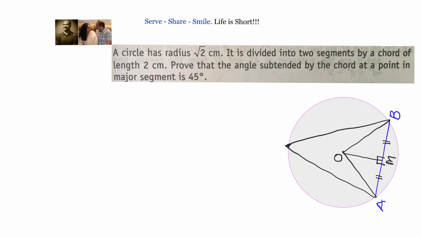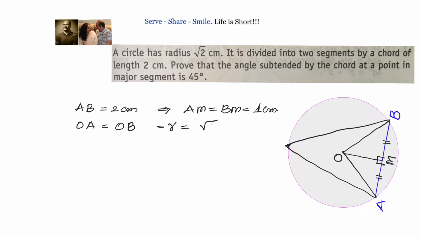So what is given to us? Given to us AB equals to 2 centimeters. That means I can say AM equals to BM equals to 1 centimeter. Also we know that OA equals to OB, which is equal to the radius, root 2 centimeters. So we have root 2 here, we have 1 here.